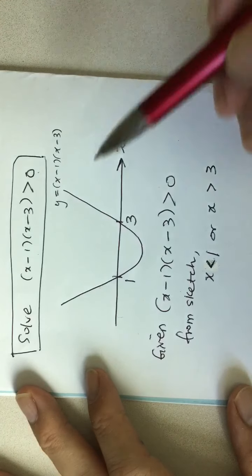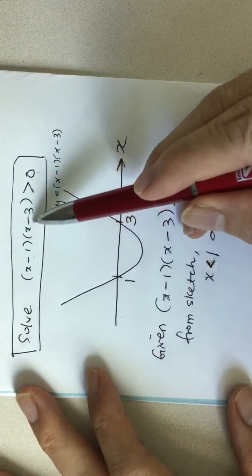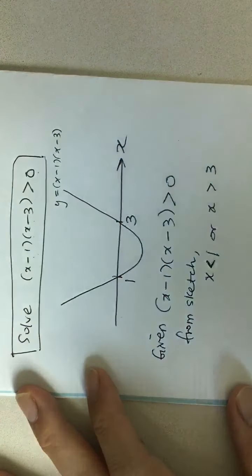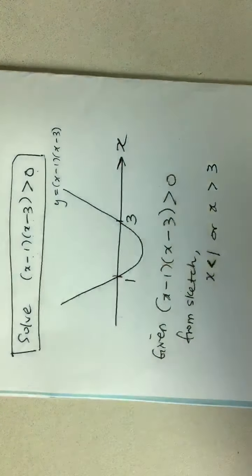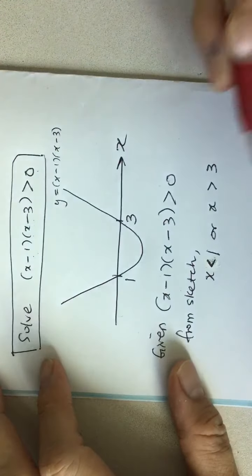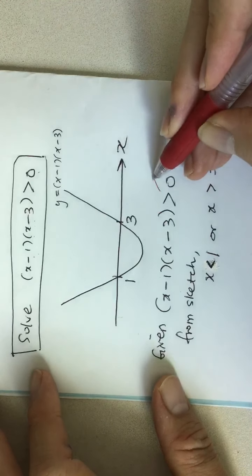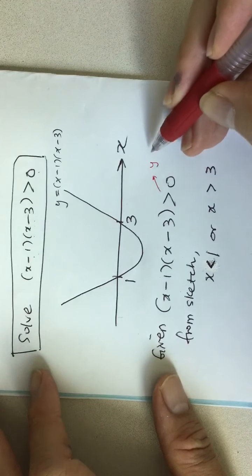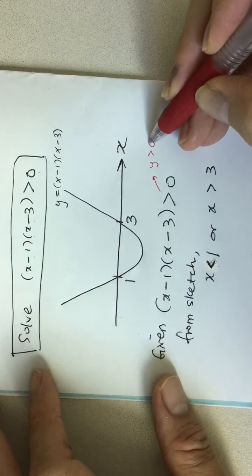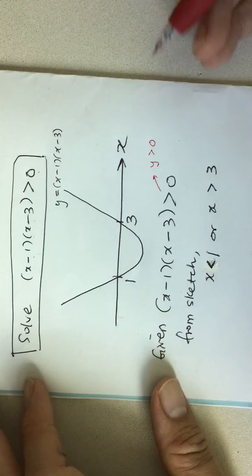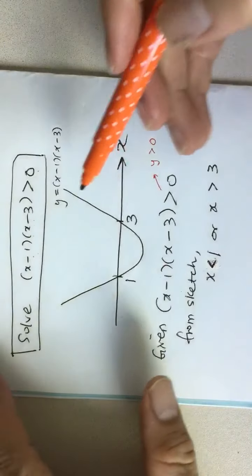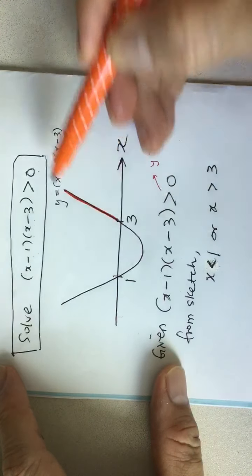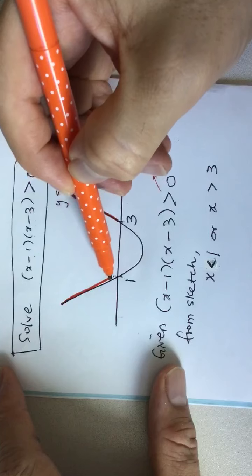Alright, then we are looking for (x - 1)(x - 3) bigger than 0, which means we are looking for y bigger than 0. This is the same as saying we are looking for y bigger than 0. So reading from the graph, the part where y is greater than 0 would be this part of the curve and this part of the curve.